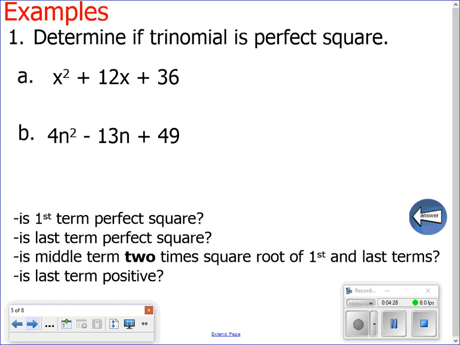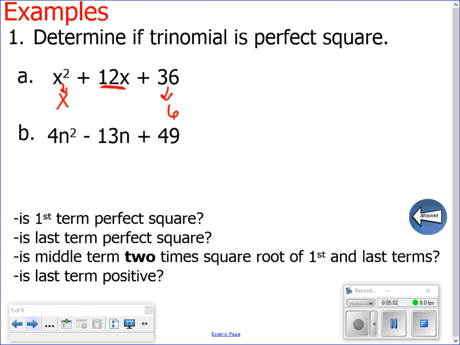Alright, let's look at a couple of examples. Again, you want to determine if the trinomial is a perfect square. So x squared is a perfect square. The square root of x squared is x. The square root of 36 is 6. So those are perfect squares. And then the middle term is twice 6 times x, which is 12x. So I know that my middle term of 12x is 2 times my first and last term.